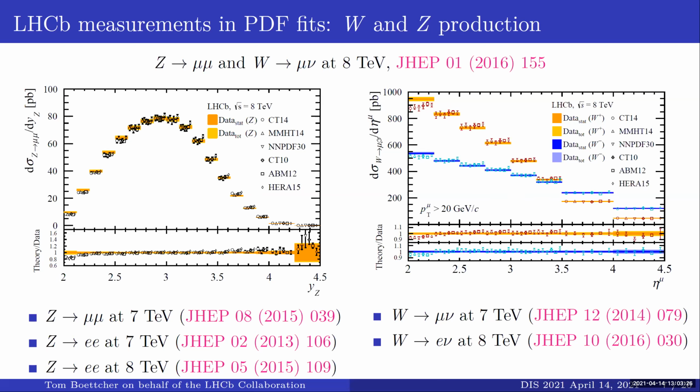In addition to these 8 TeV muon measurements, LHCb has also measured Z and W production at 7 TeV in both the muon and electron channels.